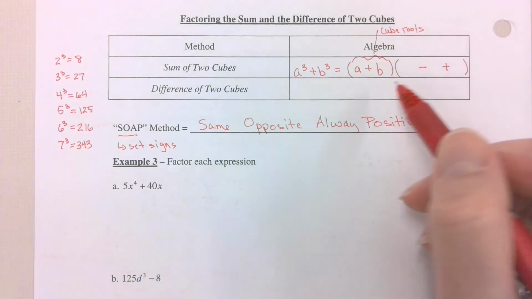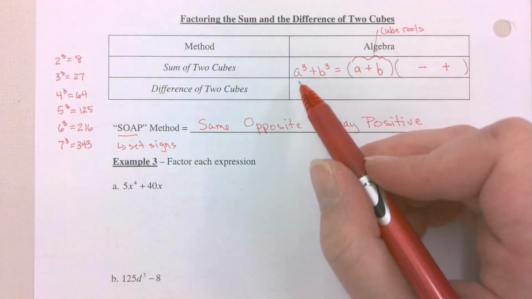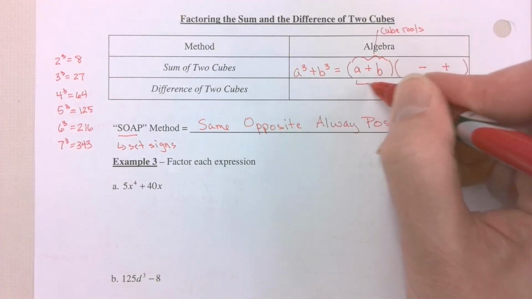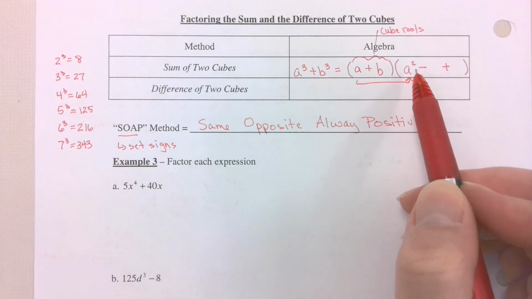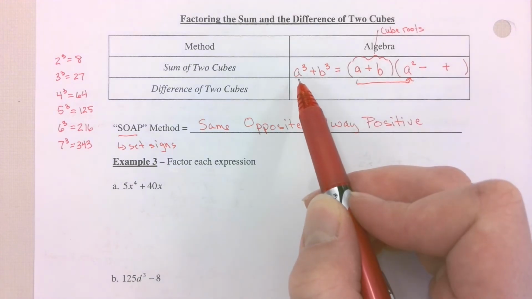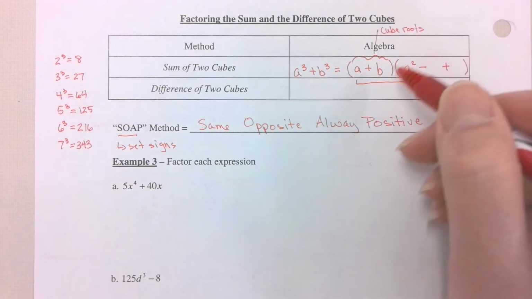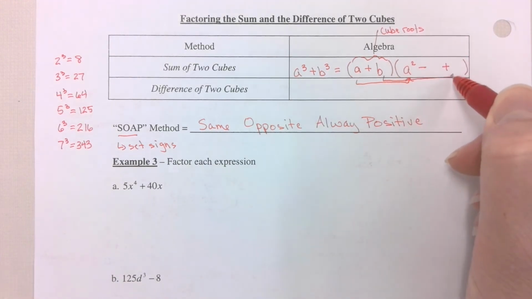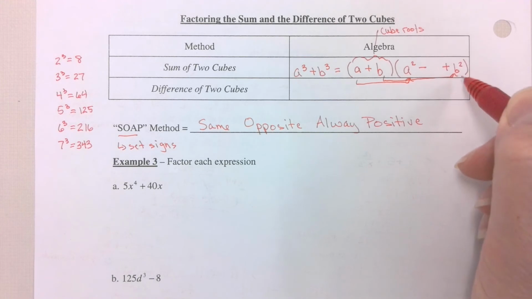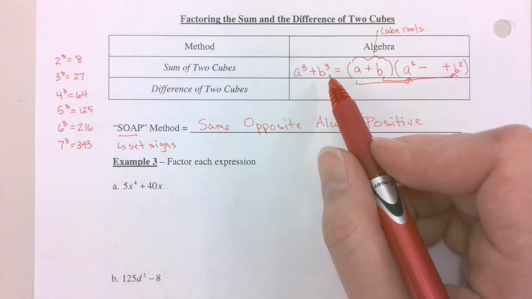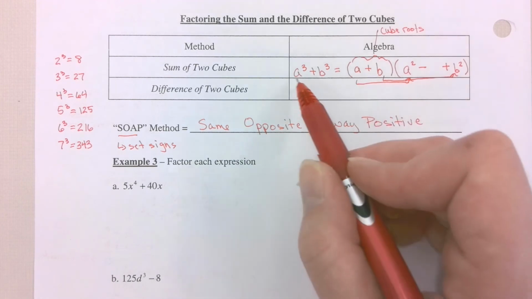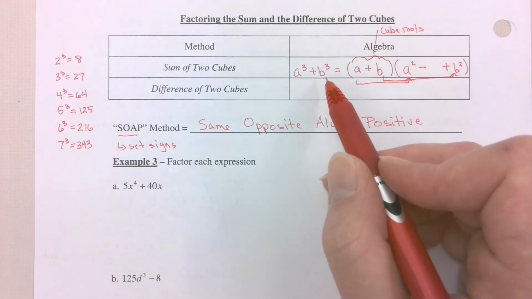All right, now I'm going to build it up. How do I get my first term? I'm going to take a times a squared. So a times a squared gives me back a to the third. Then I'm going to come in and take b, the last term, times the last term, b squared, and that gives me my b to the third. So we can see that the first gives me back the first, and the last gives me back the last.